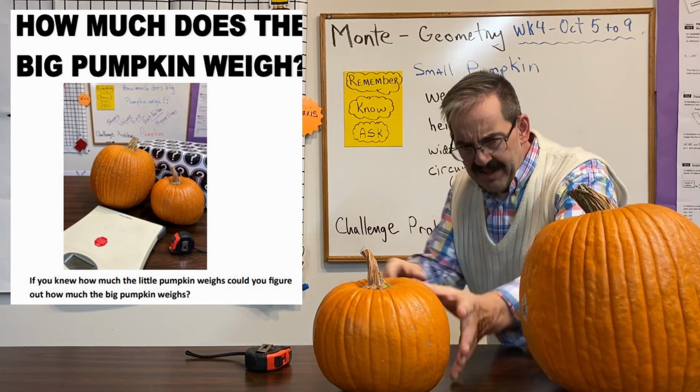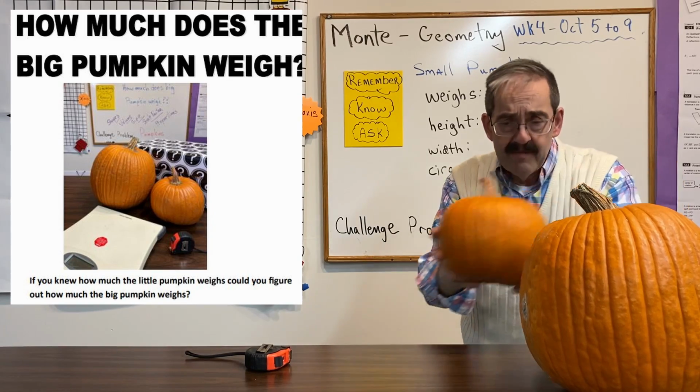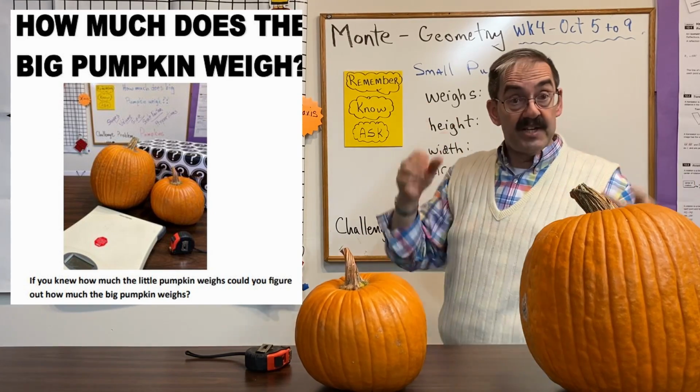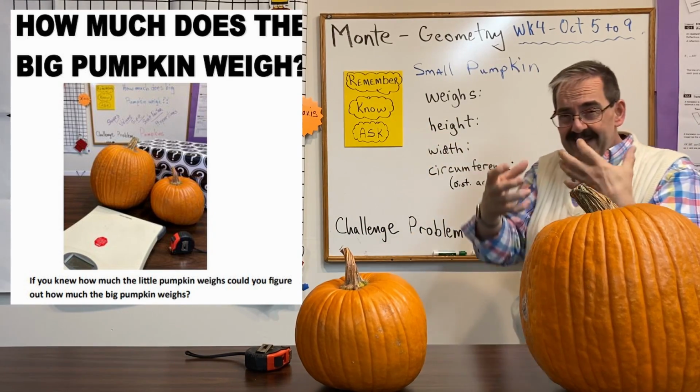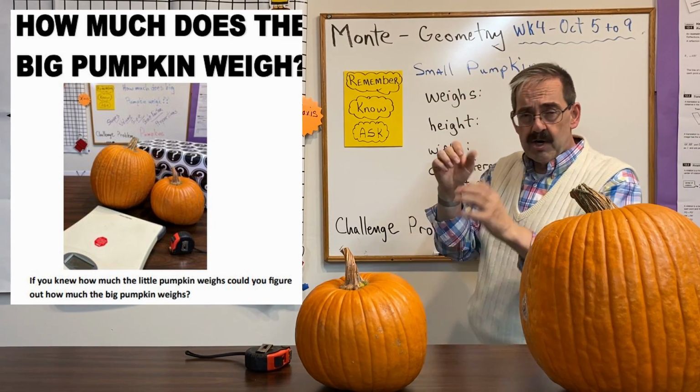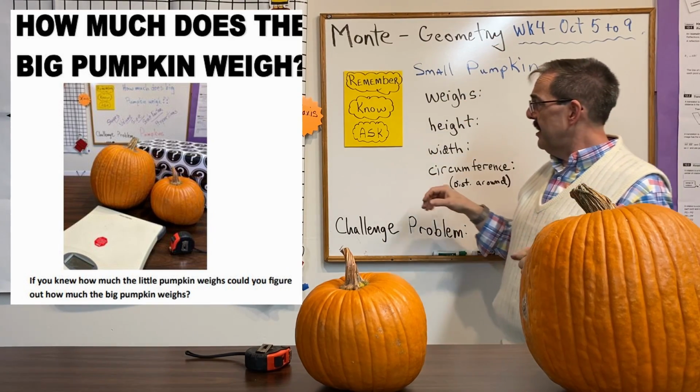Well, I know that like 1, 2, 3, like 3 of these fit inside of here, right? Have you ever done anything like that? You got the big jar, you got the little jar. How many of one fit inside the other?